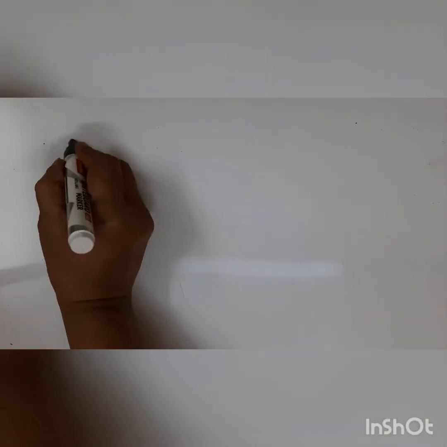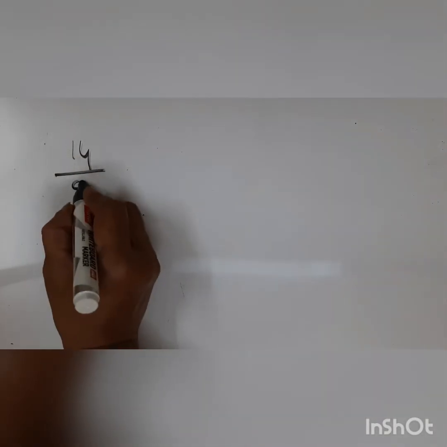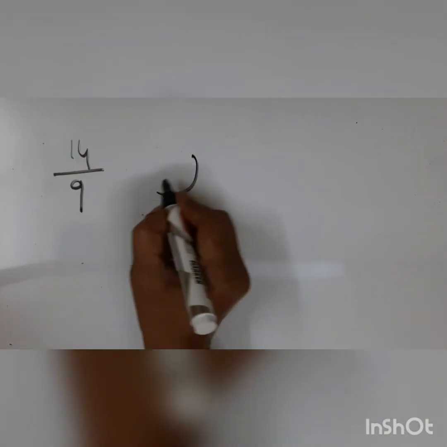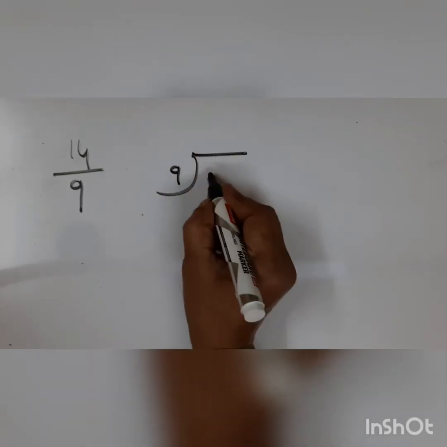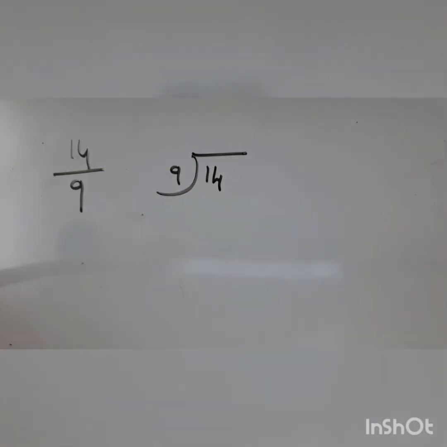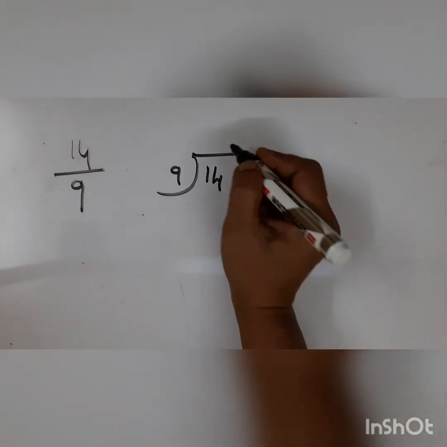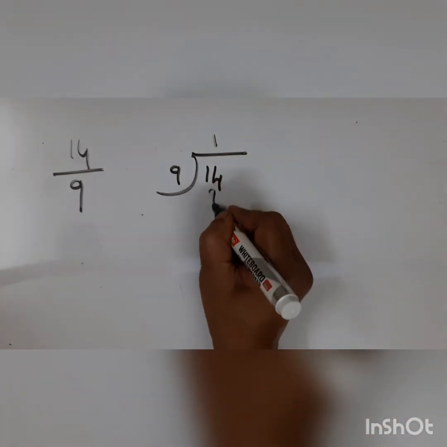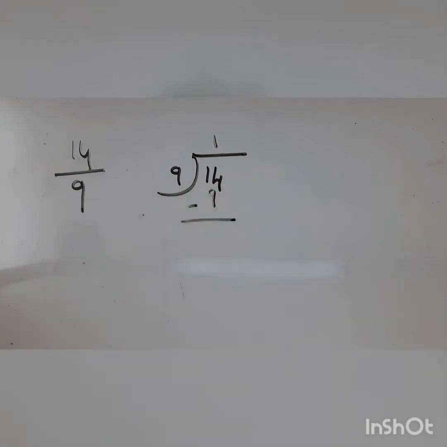Sometimes children, what happens, we get a recurring number. Recurring number means the same digit will appear again and again. You take for example this 14 divided by 9. So you will have 9 here and 14 here. Correct? So let's start. 9 ones are 9, 9 twos are 18. So it's 9 ones are 9. Subtract this, children. What is it?